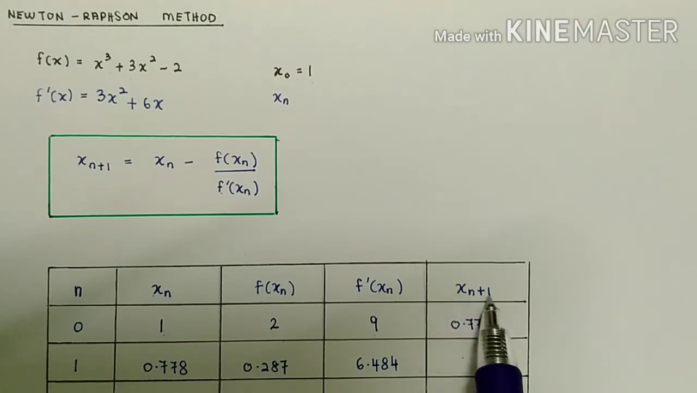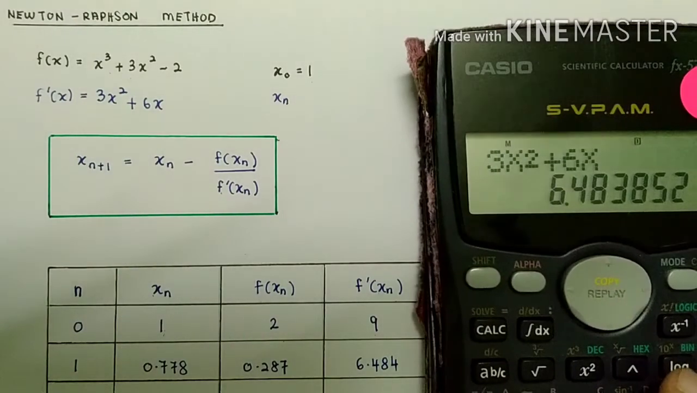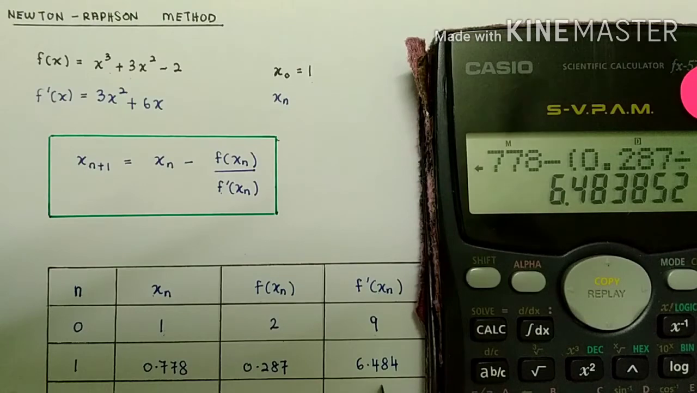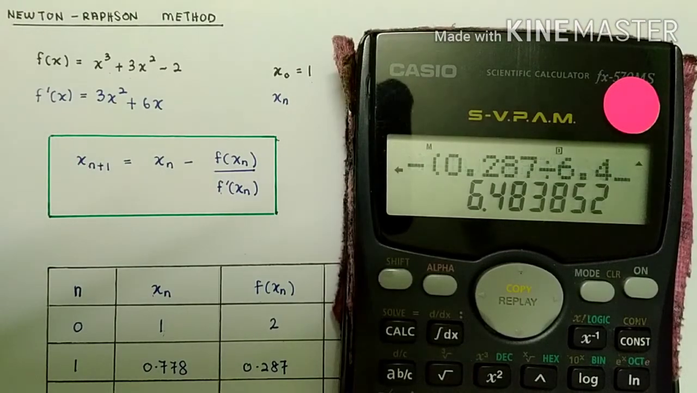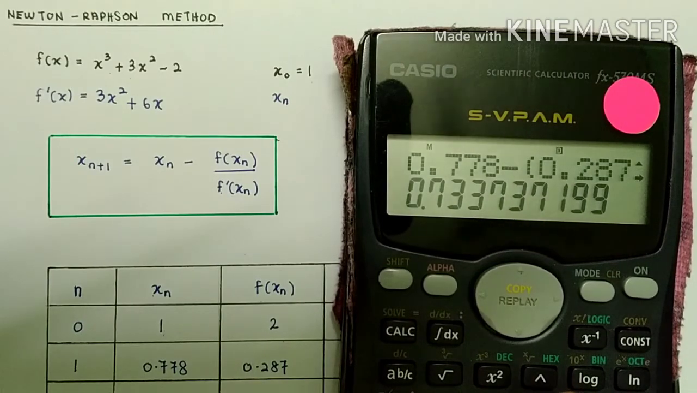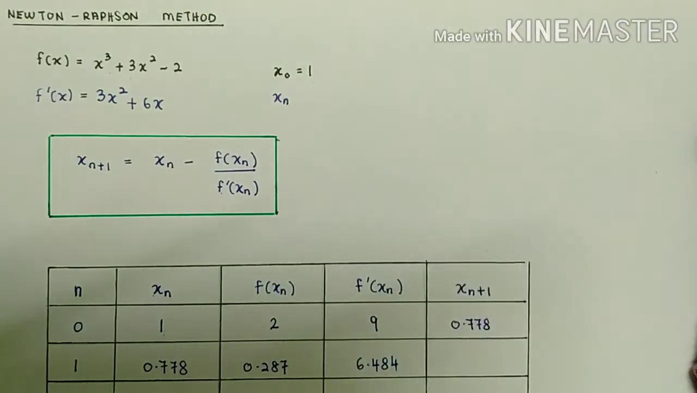Okay, so for xn plus 1, we use this formula. So we have 0.778 for xn and then minus, in the bracket, 0.287 divided by 6.484. Okay, so equals to 0.734. So we must continue the same process until we get the value of x here that is equal, same as solving by using fixed point iteration in the previous video.